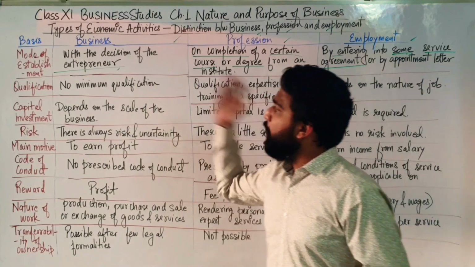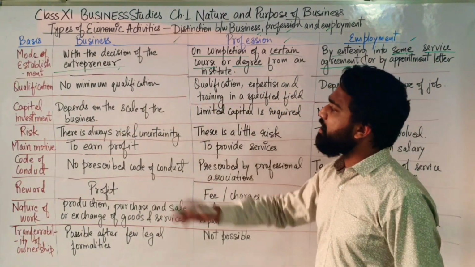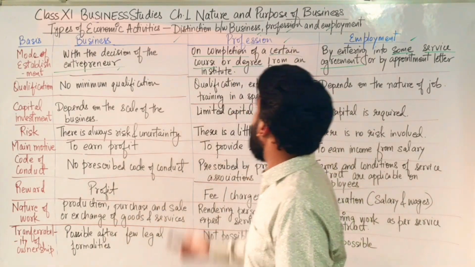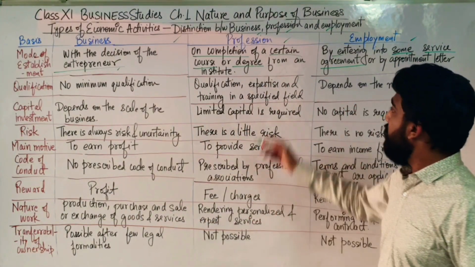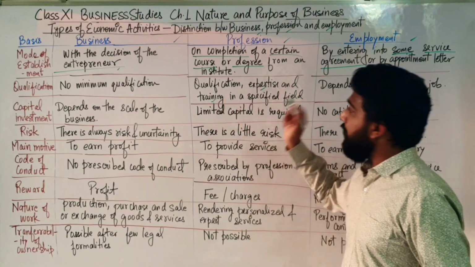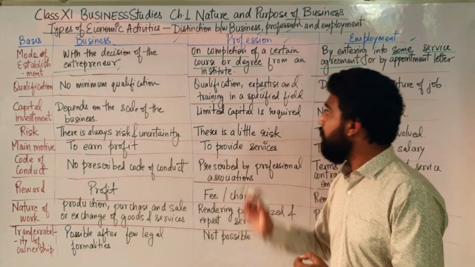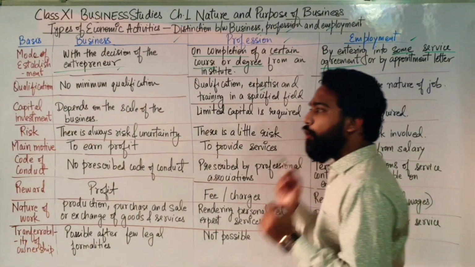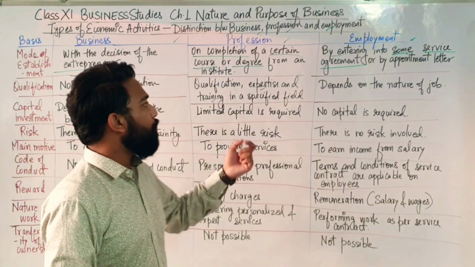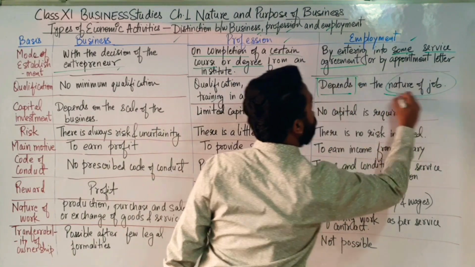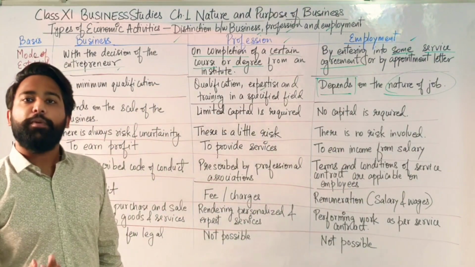Now, what are the qualifications needed? For business, no minimum qualification. Even a 5-year-old can start this business. Profession: qualification, expertise and training. All these three ingredients are required for a specific field. Training, expertise and qualifications. And what about employment? It depends. Depends on the nature of the job. What kind of job is to be performed?